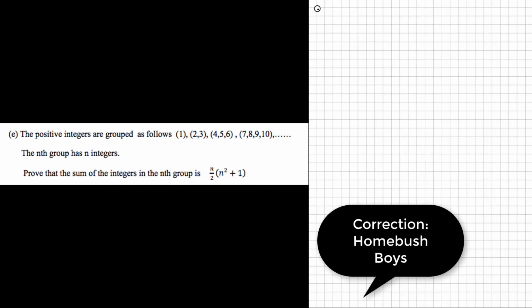Hi everyone, today I'm working through the Hornsby Boys 2021 Extension 2 Trial Exam question 16 Part E, which says that the positive integers are grouped as follows. We've got 1, and then in the next group we've got 2 and 3, and then in the next group we've got 4 and 5 and 6, and then we've got 7, 8, 9 and 10, and so on. And we're told that the nth group will have n integers.